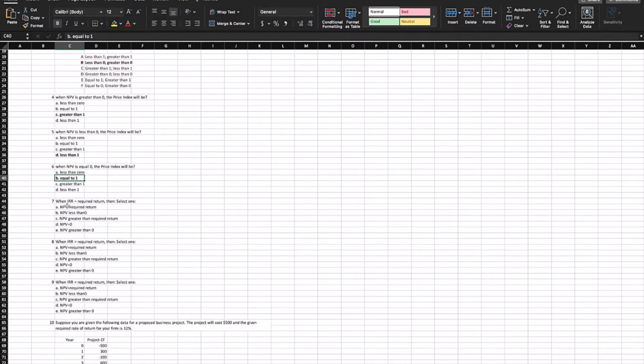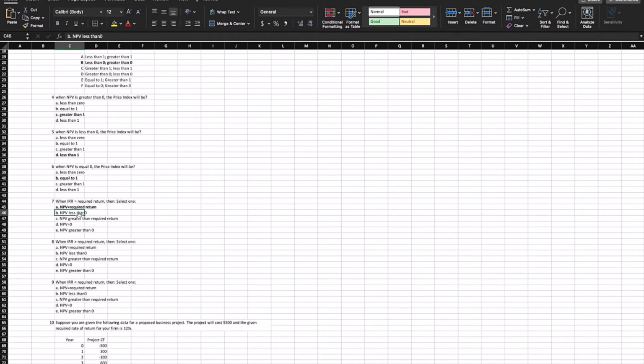All right, number 7, when IRR is equal to the required rate of return, we need to select one of these. So if our required return is equal to the IRR, then we got exactly what we thought we wanted. If it's anything less than that, we didn't get what we wanted. If it's more than that, then we got more benefits than our costs. So we can see that that one's already correct.